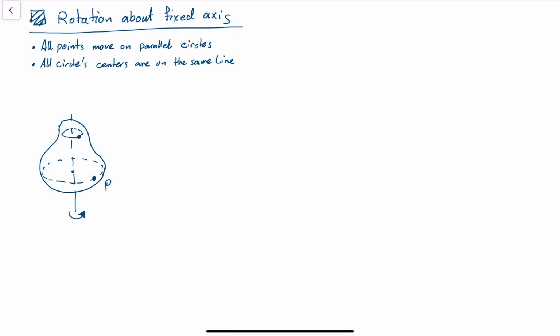Okay, hello, welcome back. So now that we have looked at translation of a rigid body, next step is to look at the rotation about a fixed axis. It is also a planar motion, and just to remind you, the definition of rotation about a fixed axis is that every point moves around parallel circles, and all of these circles have their centers on the same line, and that line is the fixed axis of rotation. It must be fixed.